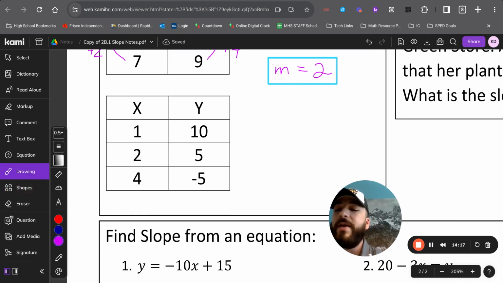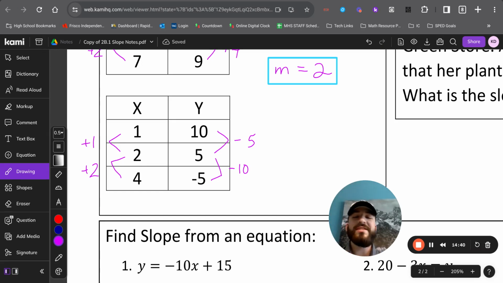So once again on this table right here, from y point to y point, so 10 to 5, I would be subtracting by 5. And then from 5 to negative 5, that time I'd be subtracting by 10. So that's not the same right now, but let's see what happens on the x side. So from 1 to 2, I would add by 1. And then from 2 to 4, I would add by 2. So once again, not the same. And when that happens, I can kind of compare them. Because I still want to check, is this still a linear relationship? Is this still rate of change? Am I still finding slope?